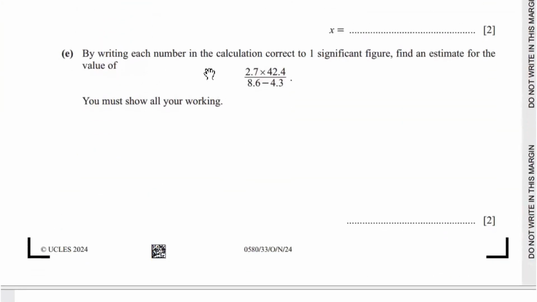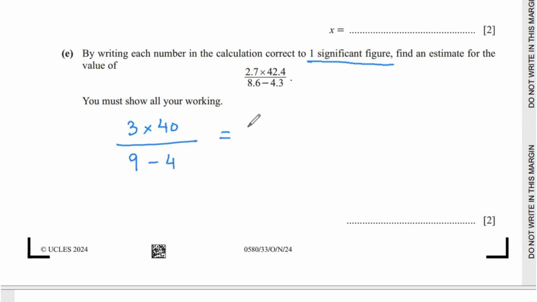Then it says by writing each number in the calculation correct to one significant figure, find an estimate for the value of this. So 2.7 correct to one significant figure is 3. 42.4 is 40, not 42. 42 is correct to two significant figures. They want one significant figure. So 42.4 correct to one significant figure is 40. 8.6 is 9. And 4.3 is 4.